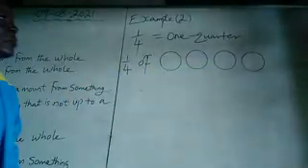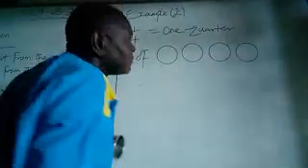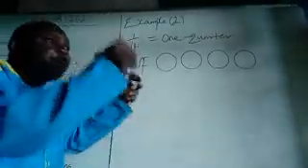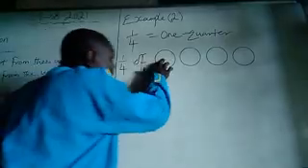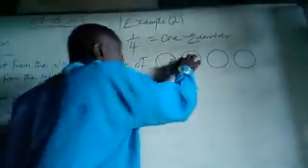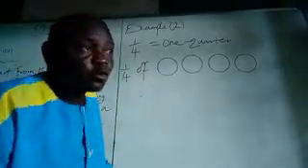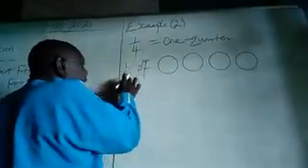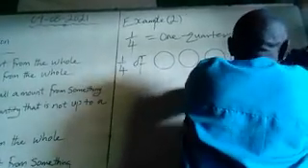Okay. 1/4 of this. What is the 1/4 of this? The question is given. 1/4 of this is one part out of four equal parts. I have one, two, three, four. One part out of four equal parts. That is what we call 1/4. 1/4 of this equals one part. Out of four equal parts is one.